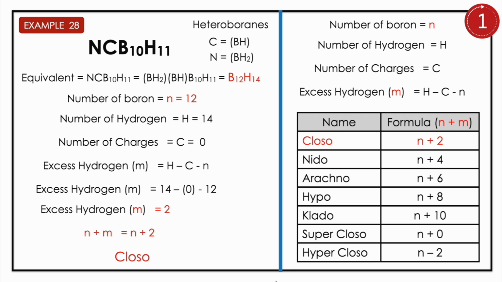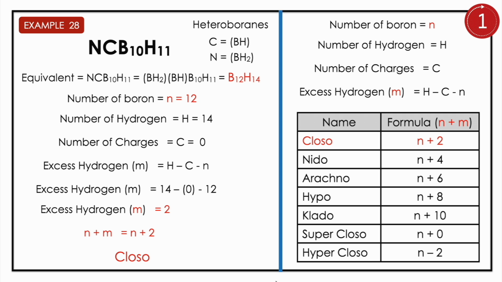We should find the excess of hydrogen. The first step is identifying the boron. Here 12 borons are there, so N equals 12. Hydrogens are 14, so H equals 14. There are no charges, so C equals 0. So the excess of hydrogen will be M equals H minus C minus N. H is 14, C is 0, N is 12. If you solve it, you get M equals 2.